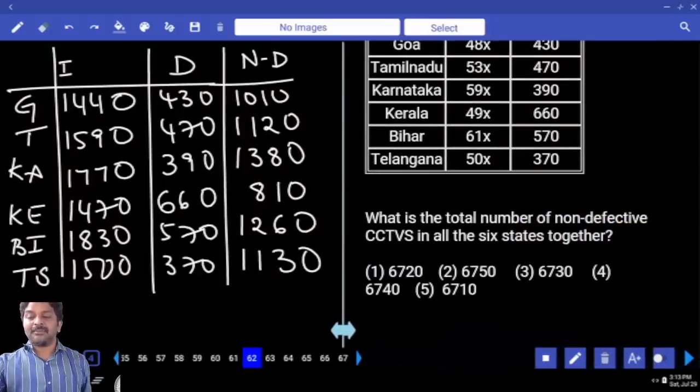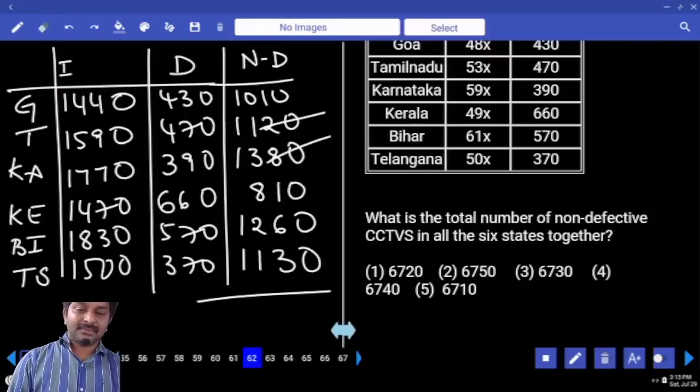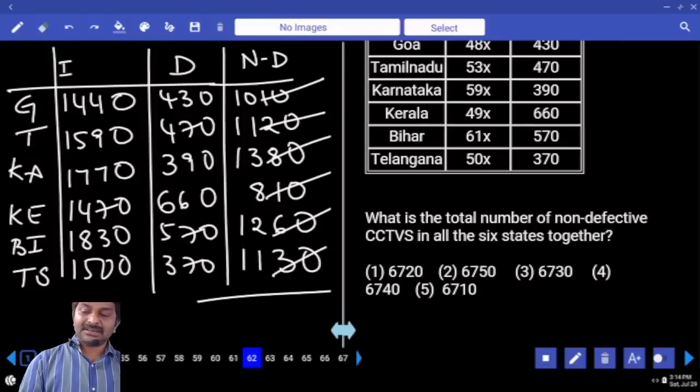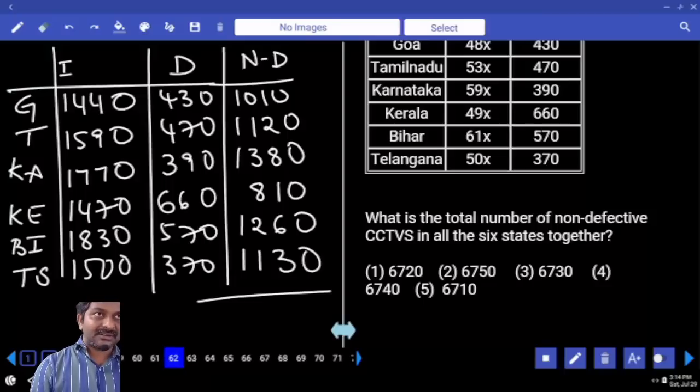What is the total number of non-defective CCTVs in all the 6 states together? I think finding the last 2 digits is enough to answer the question, because the last 2 digits are different in the options. Right? 2080, zeros, 10, 20, 80, 10. The answer must end with 10. You asked for non-defective, right? So you want me to answer? Sure.